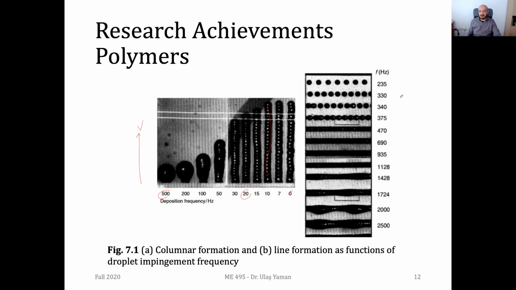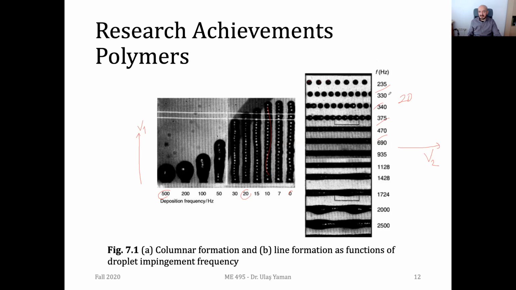So this is 2D. They are moving from, let's say, left to right. Again, for all these cases, the speed is the same. This time let's use V2 as V1. And here, as you can see, are the frequencies of deposition once again. If you deposit fewer drops while moving from left to right at a defined speed, you see that we have discontinuity. We have drops one after another, but we don't have a continuous line.